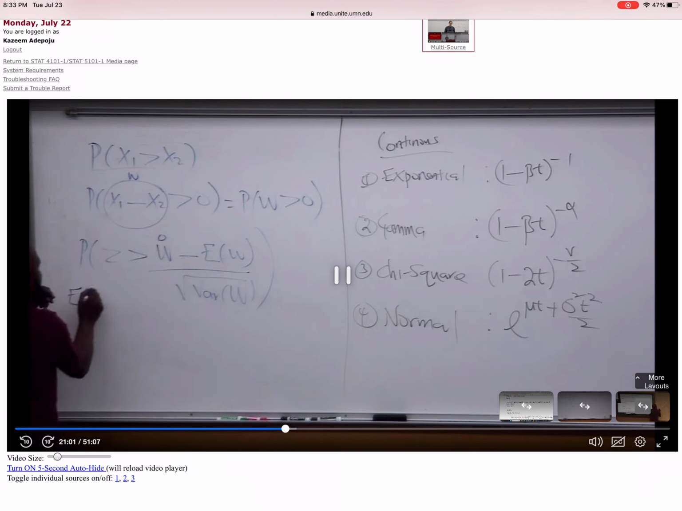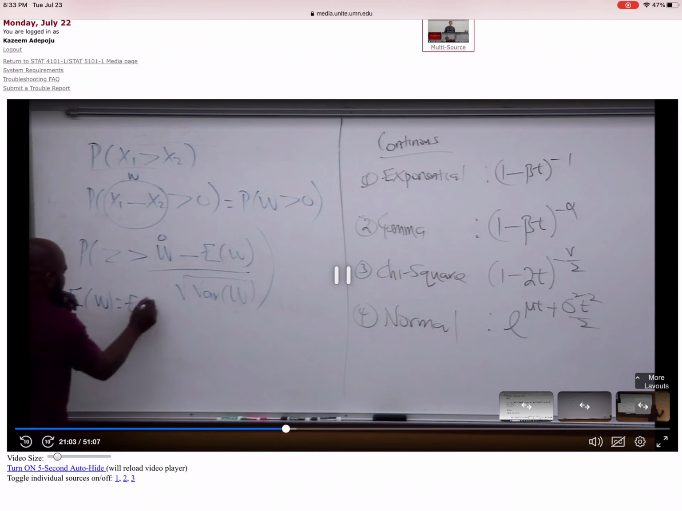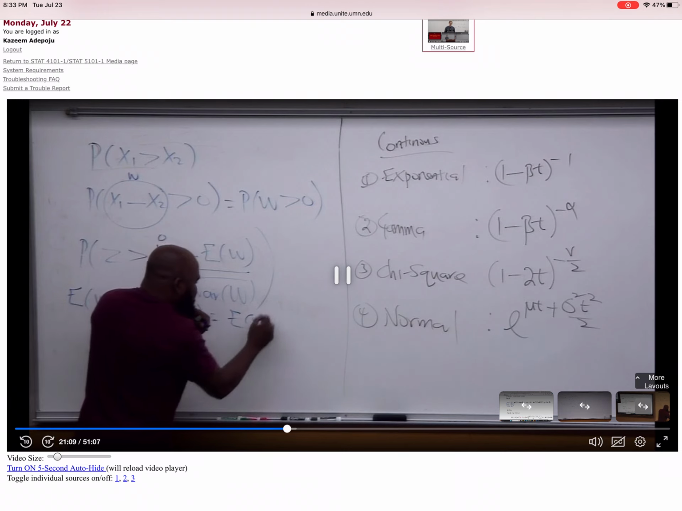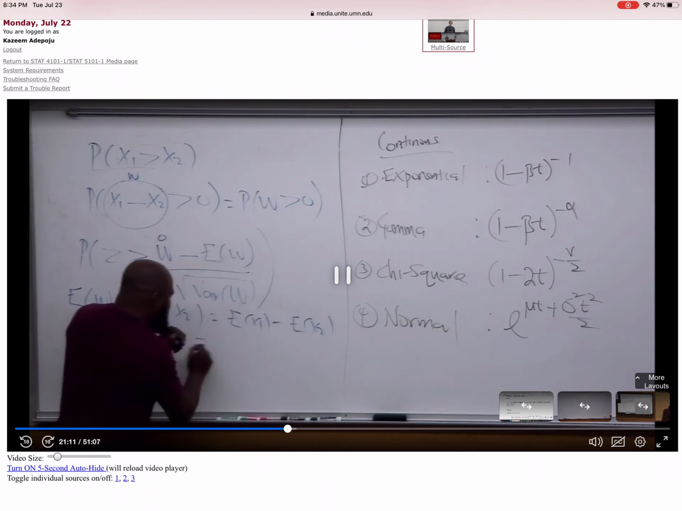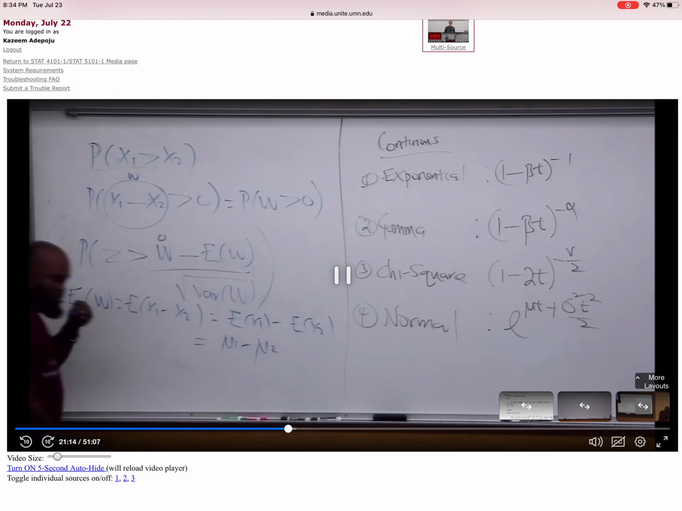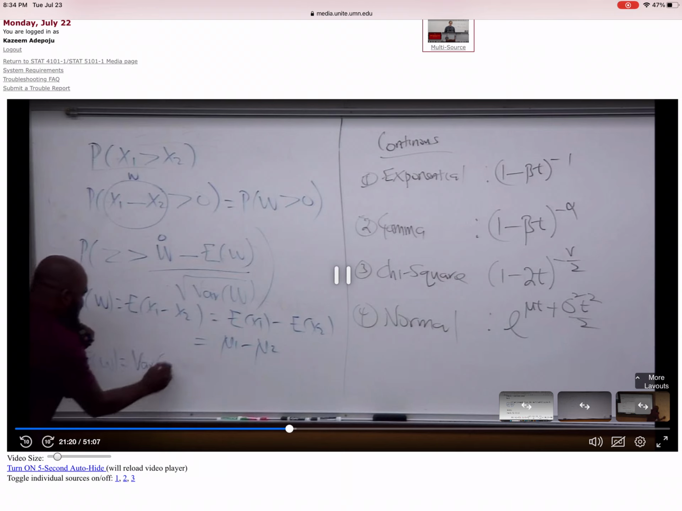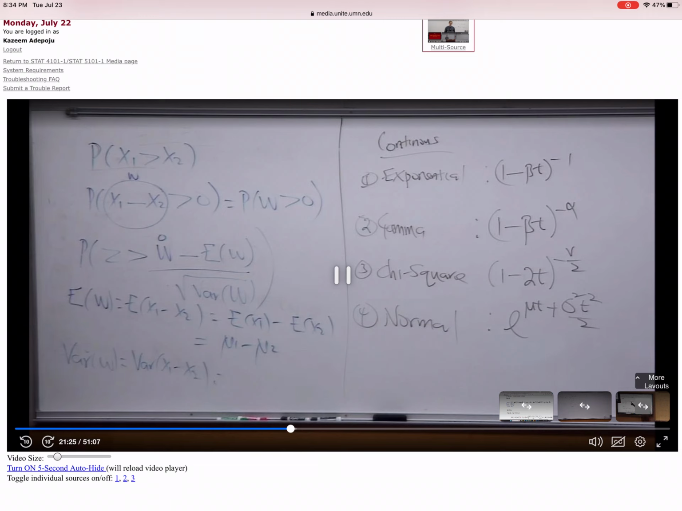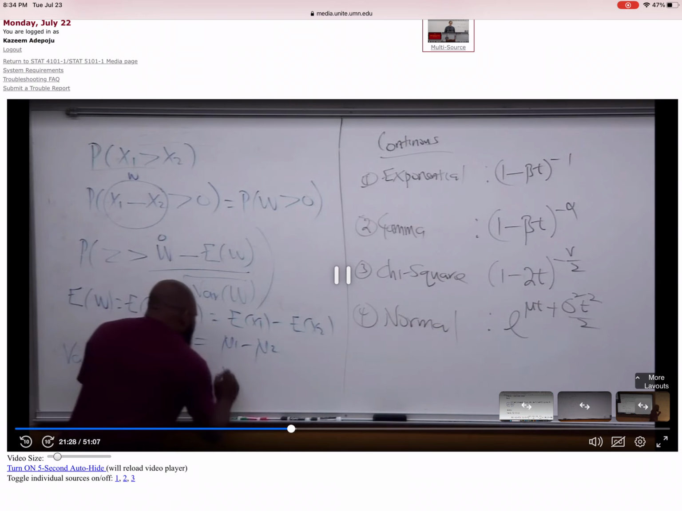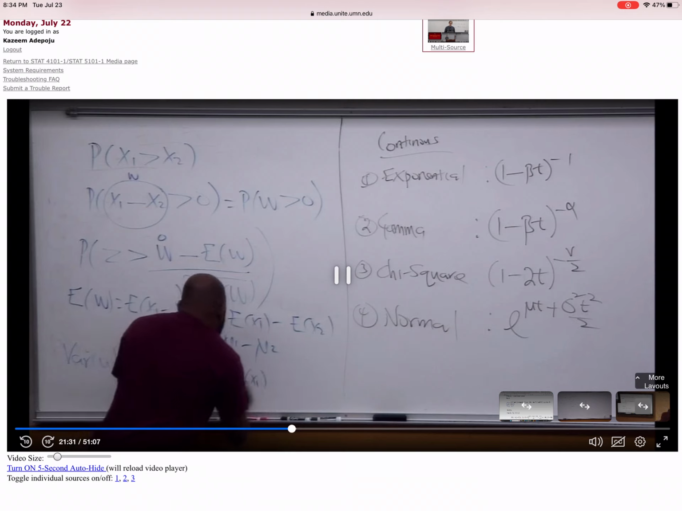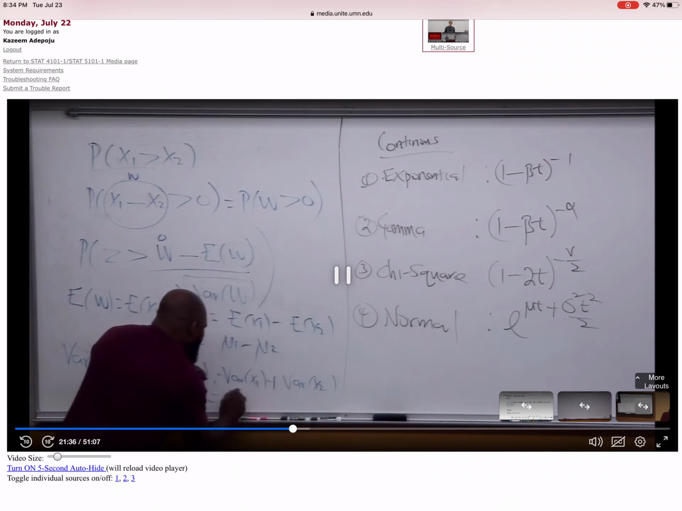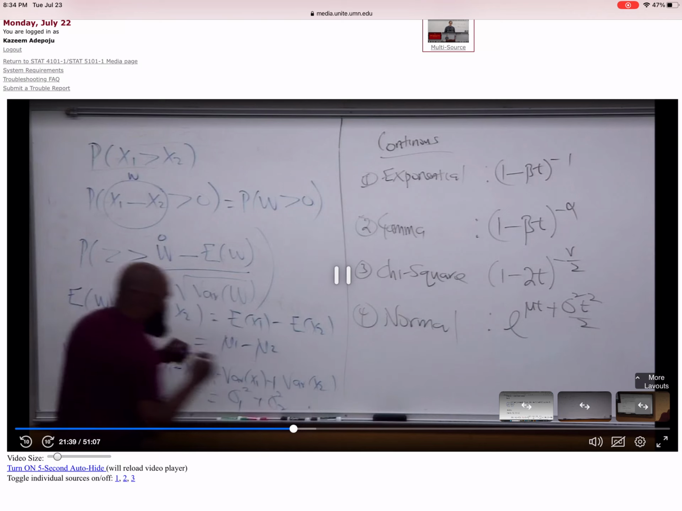If you want to find the mean, you need the expected value of W, which is going to be the expected value of X1 minus X2, which is the expectation of X1 minus the expectation of X2, which is going to be mu1 minus mu2. Then the variance of W is going to be the variance of X1 minus X2, and they told you they are independent. There's no covariance. So here it is going to be the variance of X1, whether minus or plus, variance of X2, which is going to be sigma 1 squared plus sigma 2 squared.